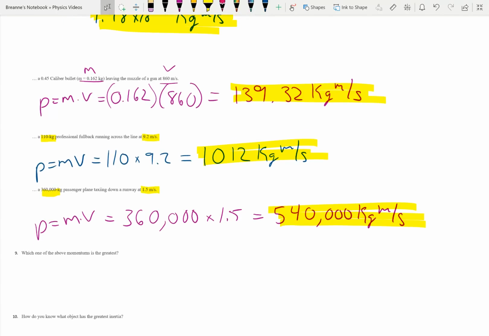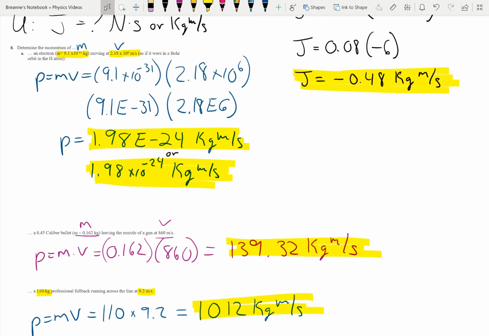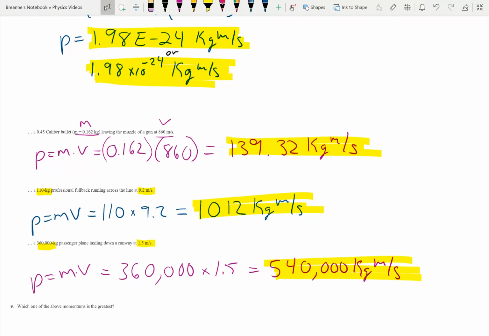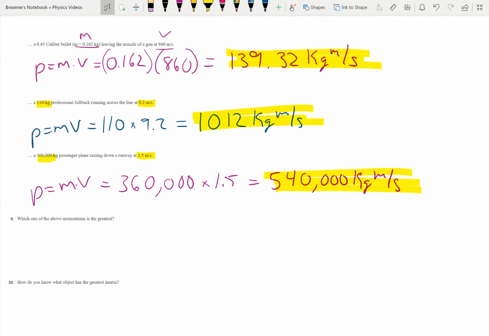It says, which one of the above momentums is greatest? Hopefully you would see that it's the plane. The momentum of the electron is not very big because the exponent is negative, so that would be your smallest. Your next one would be your bullet, then the football player, and then your airplane. So the one that's the greatest is the passenger plane. And you just do that by looking at your momentums.